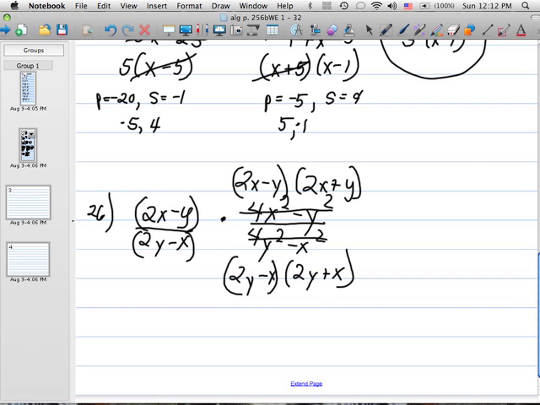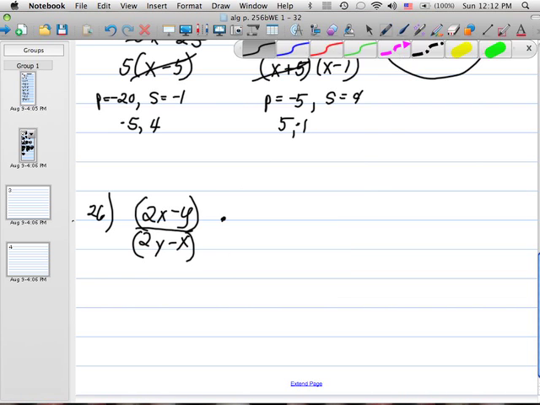So we can cancel out, if we start changing signs, we can cancel something out here. So the 2y minus x. I think I forgot to flip it. I did. So let me redo that one. I knew there was something wrong there. So I forgot to turn it.